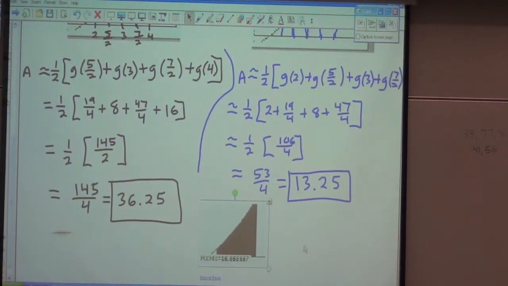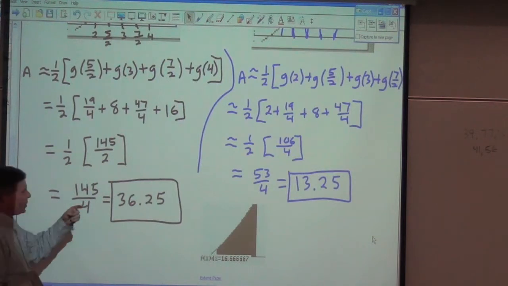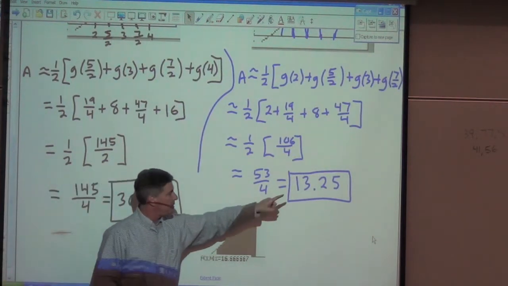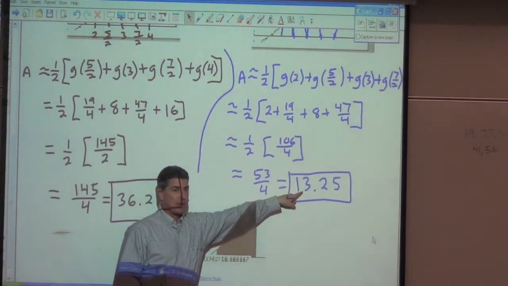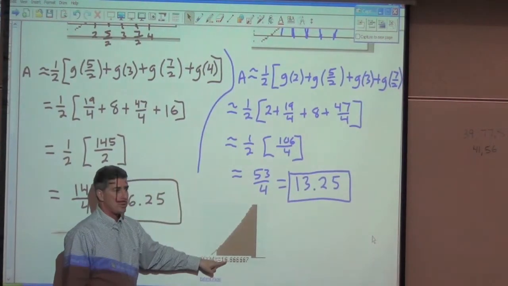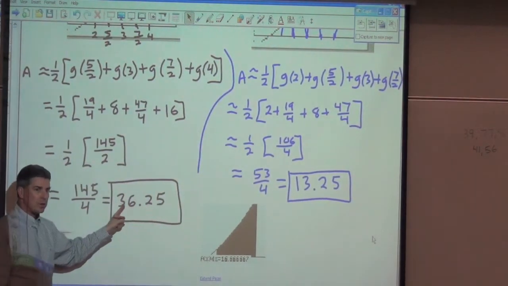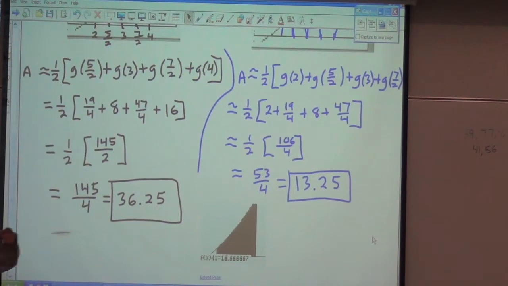Casey's got a good question. Why, in both of these, it turned out, as Bailey pointed out, that the left endpoints, or the underestimation, was closer to the actual area than the right endpoints, or the overestimation? Why is it?